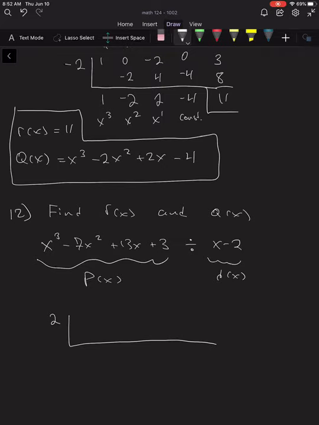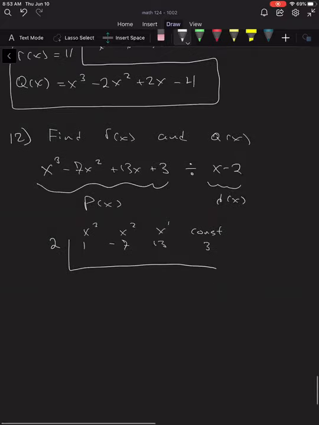Okay, and so now what's our highest exponent of p of x? Well, that's an x to the 3. So we need to have an x to the 3 column, x squared, x to the 1, then our constant. So what's the number in front of x to the 3? It's a 1. In front of x squared is a minus 7. In front of x is 13, and our constant is 3.